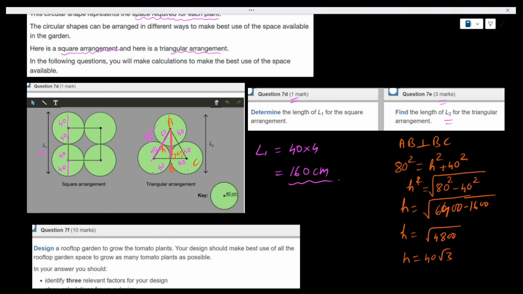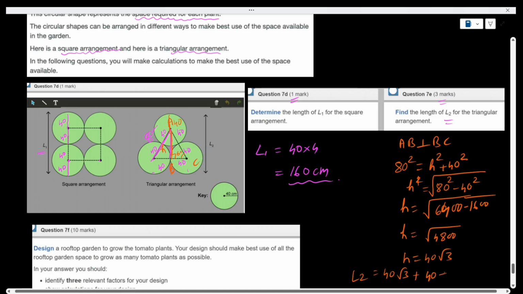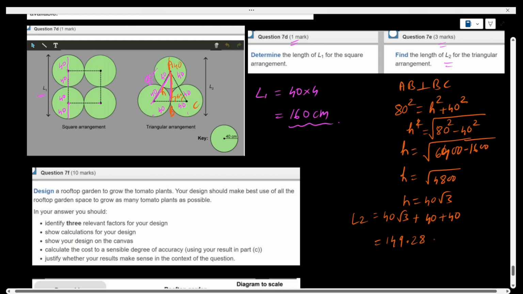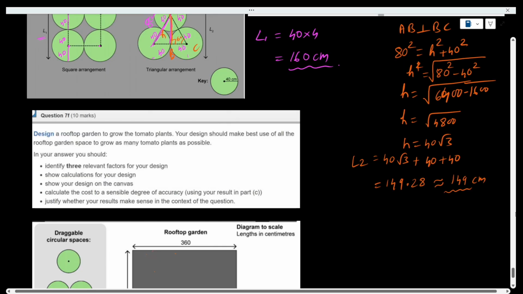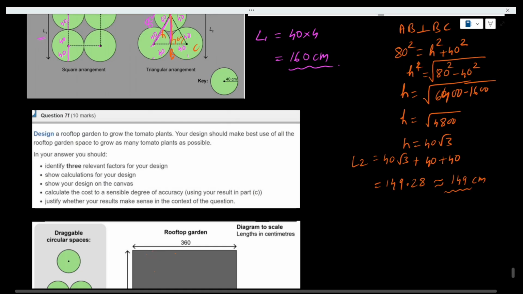Now what is the extra length? You have to add 40 here and 40 down. So here L2 will be 40 root 3 plus 40 plus 40, that is 149.28, and approximately it will be 149 centimeter for three significant figures. Whenever we are doing it, for 40 root 3, you can write down the decimal value also, because later on if you need to use it, 69.28 approximately, you can take it as 70 centimeter also.